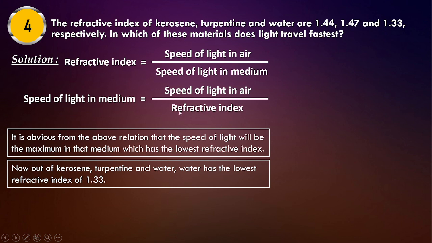So which one has the lower refractive index here? 1.44, 1.47, 1.33. It is 1.33. Here we can say the speed of light in that medium will be more, right? So out of these, water has the lowest refractive index, which means the light will travel with more speed.